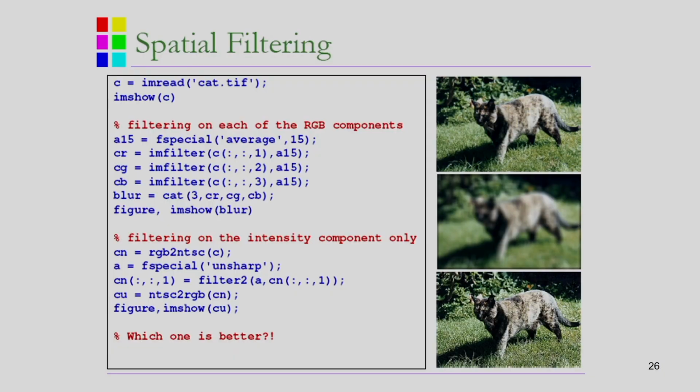Again I am considering another example, the spatial filtering. In this case, I am considering the input image. The first one is the input image, and the second image, I am doing the filtering on each of the RGB components separately. That means I am considering the R component, G component and the blue component separately. In the second case, I am only considering the intensity component, and after this I am applying the spatial filtering.